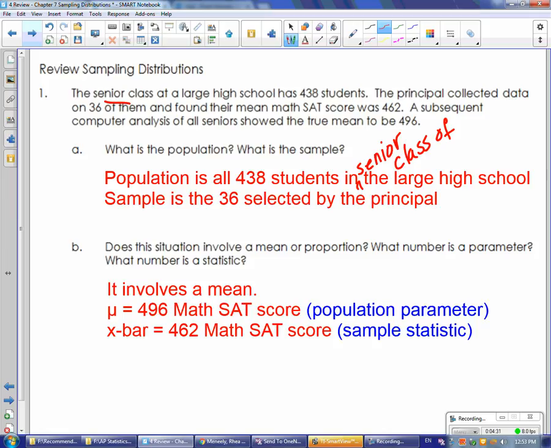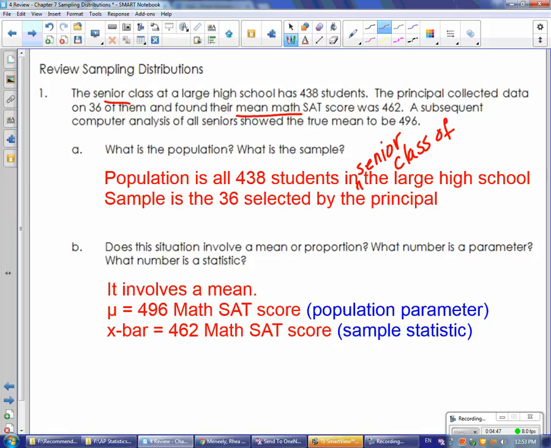When we're dealing with the parameter of interest, whether we're dealing with a mean or proportion, think about the numbers that are given to you. It says in the problem that we're talking about a mean math score. So that's a dead giveaway that we're dealing with a mean. We're dealing with quantitative data.